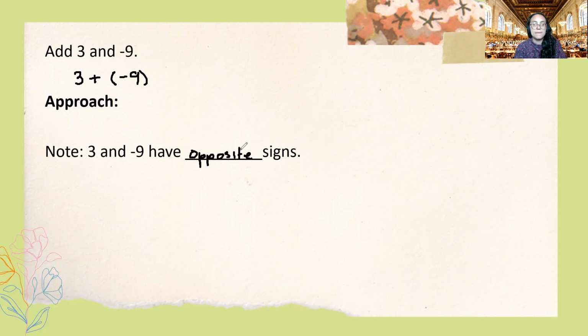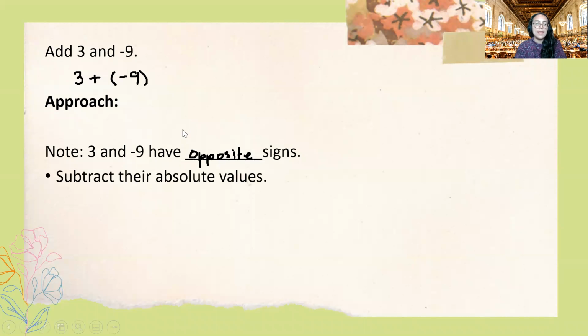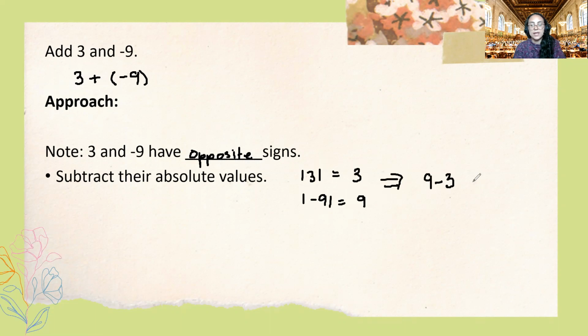Okay, so they have opposite signs. So what does that mean? That means we're going to subtract their absolute values. So I'm going to take the absolute value of 3 and the absolute value of negative 9. The absolute value of 3 is 3, and the absolute value of negative 9 is going to be 9. And I'm going to subtract these two. So 9 minus 3 is going to give me 6.